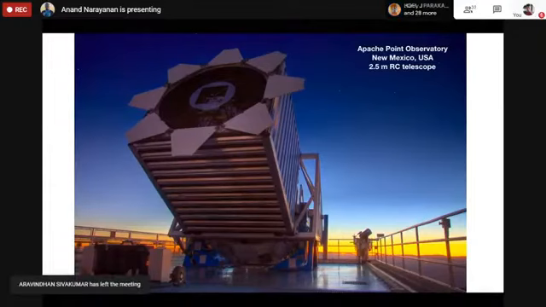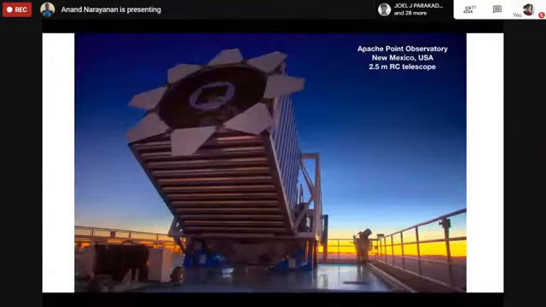So the basic architecture is that the telescope will collect the light, and the light will be sent to the spectrograph. The spectrograph will have a dispersing element, typically a grating, and the grating will disperse the light, and the dispersed light will be captured by the CCD camera. And so you have a recording of the spectrum of that object.